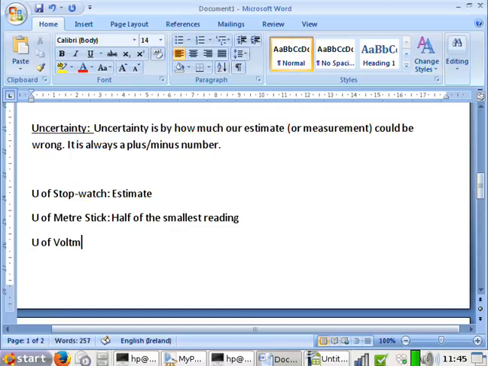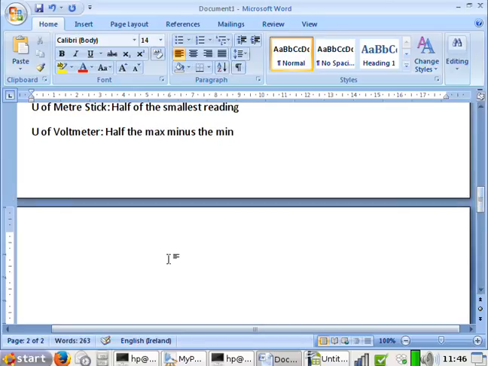Now what about something like the voltmeter? The uncertainty is half the max minus the min. So when it's changing, you do half the biggest minus the smallest. And then the last one here, that's just the tray I want to do for that one. Okay, so just a couple more definitions here, and then we will be finished.